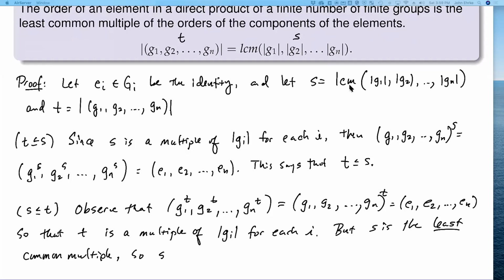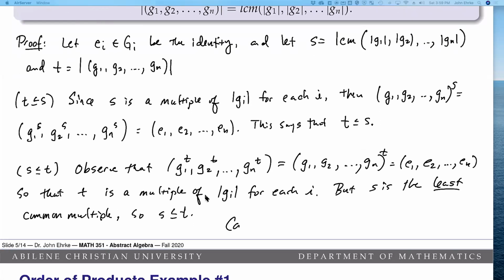So that implies that S is less than or equal to T. So you can't have both T less than or equal to S and S less than or equal to T without S being equal to T. So the conclusion here is that S is equal to T.